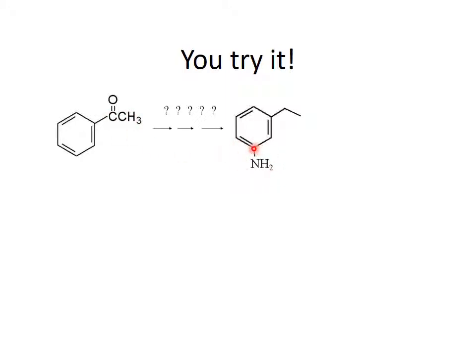So how can I get a nitrogen on the ring? Well, we know that we can put nitro groups on and then reduce nitro groups down to amines. So the first thing that we're going to do is put a nitro group on. That's going to go on meta. So now that we have the nitro group on, we can reduce it.